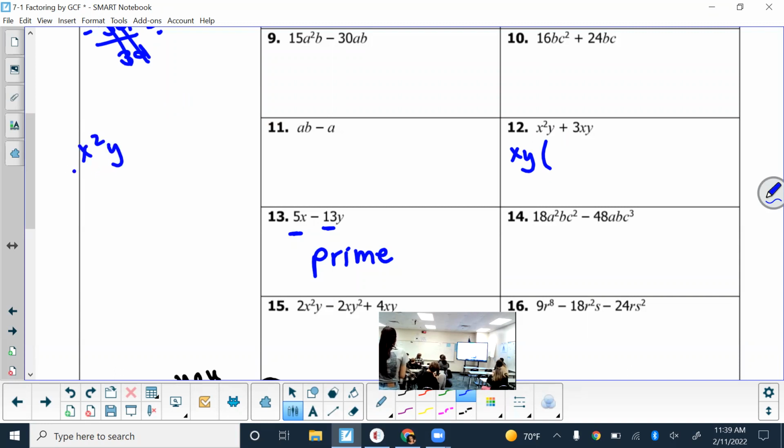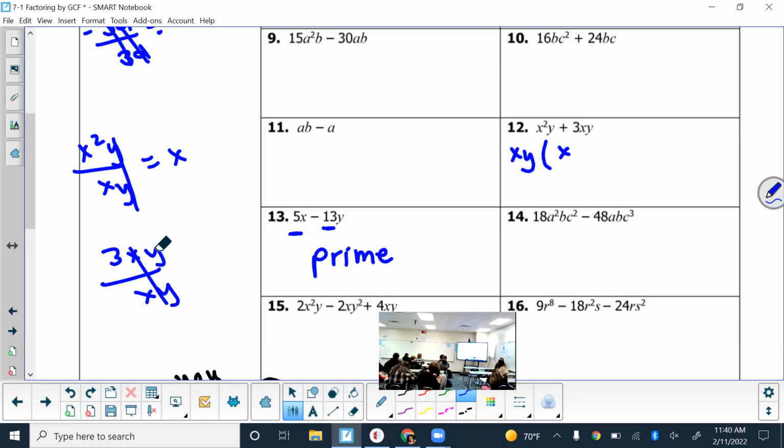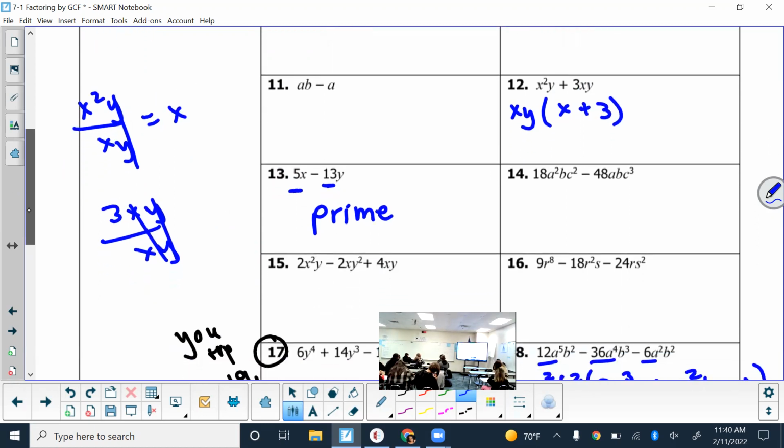All right, so then divide each term by XY. What do you get from x squared y divided by XY? Just X, good. And what do we get from 3XY divided by XY? Just 3. And it's positive, so make sure you put plus 3. Questions on 12? All right, so sometimes if it's the coefficients, you can't factor anything out, but if there's variables, then you still can factor those out. So don't just say they're prime unless you can't factor out anything.